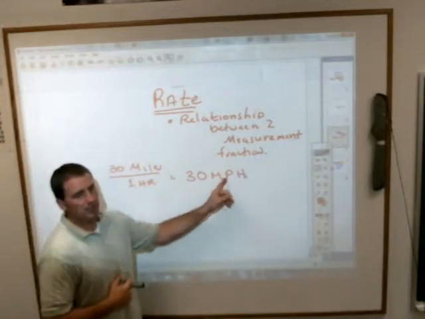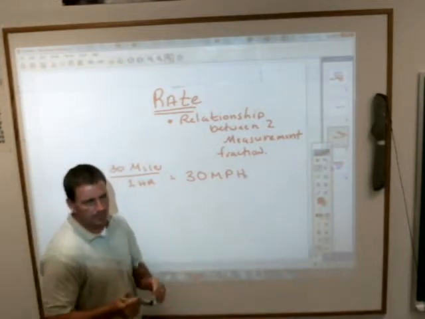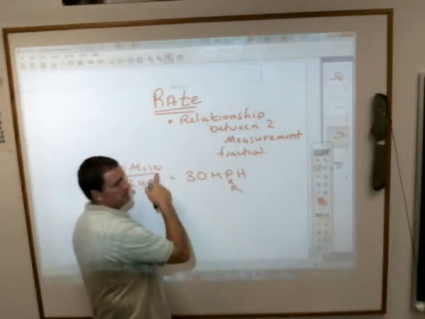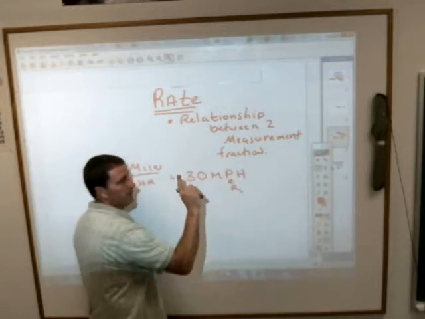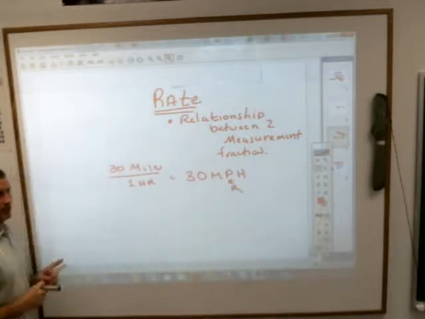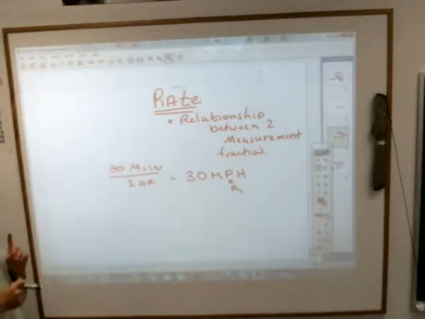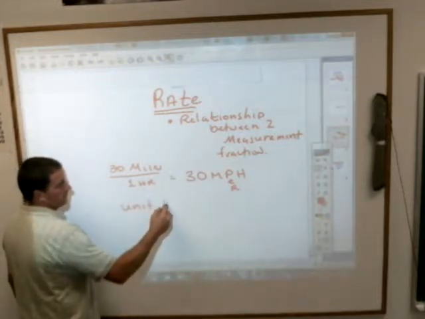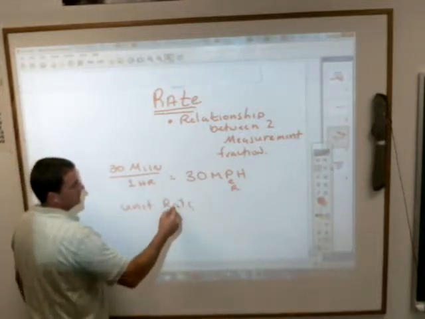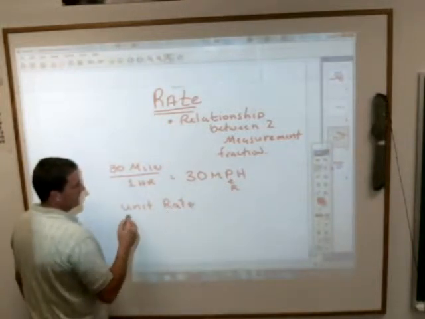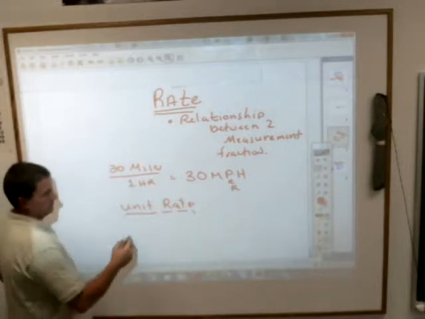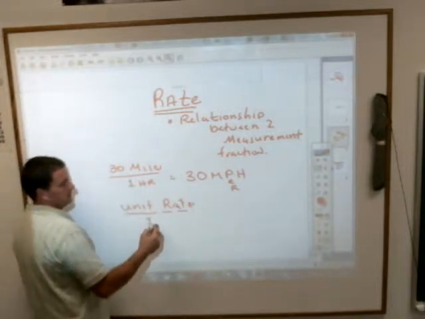30 miles, the P stands for per. And when you see the word per in math, that's a fraction bar. Hour is 1 hour. Because usually, when we do rates, we do it in what we call unit rates. And if they ask you to give something in a unit rate, that means they want a 1 as its denominator.